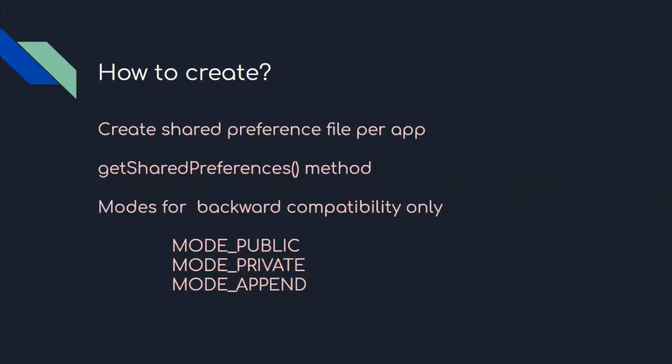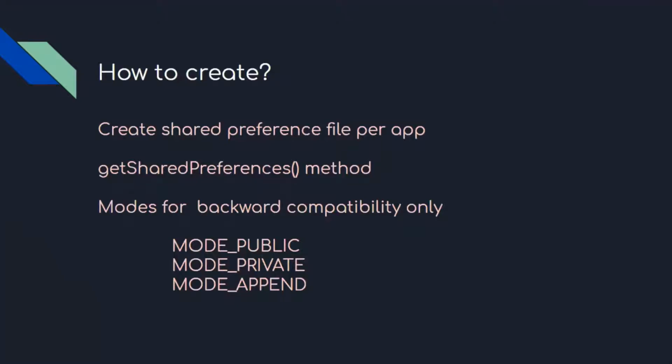Next, let's see how to create a shared preference. The first thing that we need to do is to create one shared preference file per app. So, name it with the package name, which is quite easy to associate with the app. When you want to get the values, call the getSharedPreferences method.